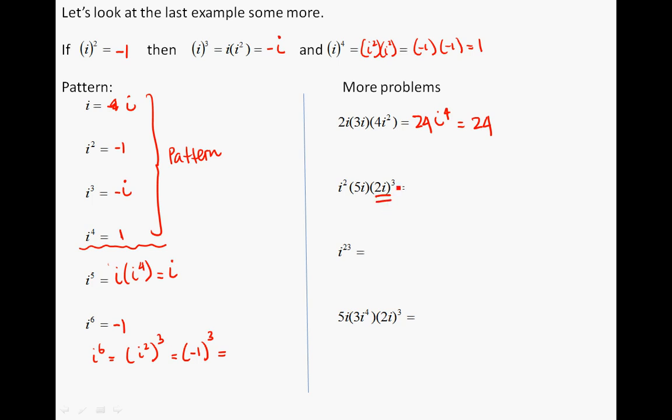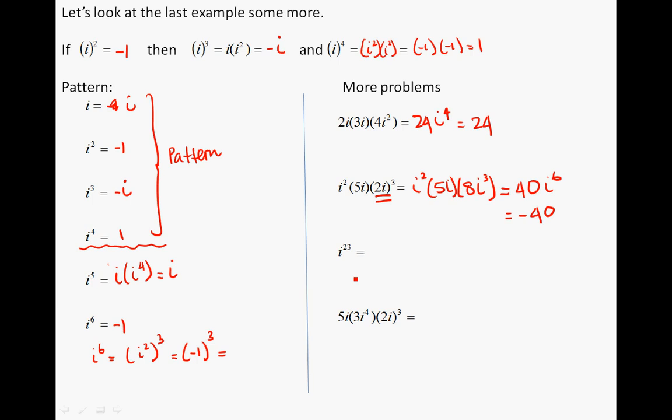On this one, make sure that you distribute that cubed first. So this is i squared times 5i, and 2 cubed is 8. And then that's an i cubed. Excuse me. And then work with your numbers. So 5 times 8 is 40. 2 plus 1 is 3, plus 3 is 6. And we just saw a moment ago that that was a negative 1, so we're just going to borrow from what we did a moment ago.